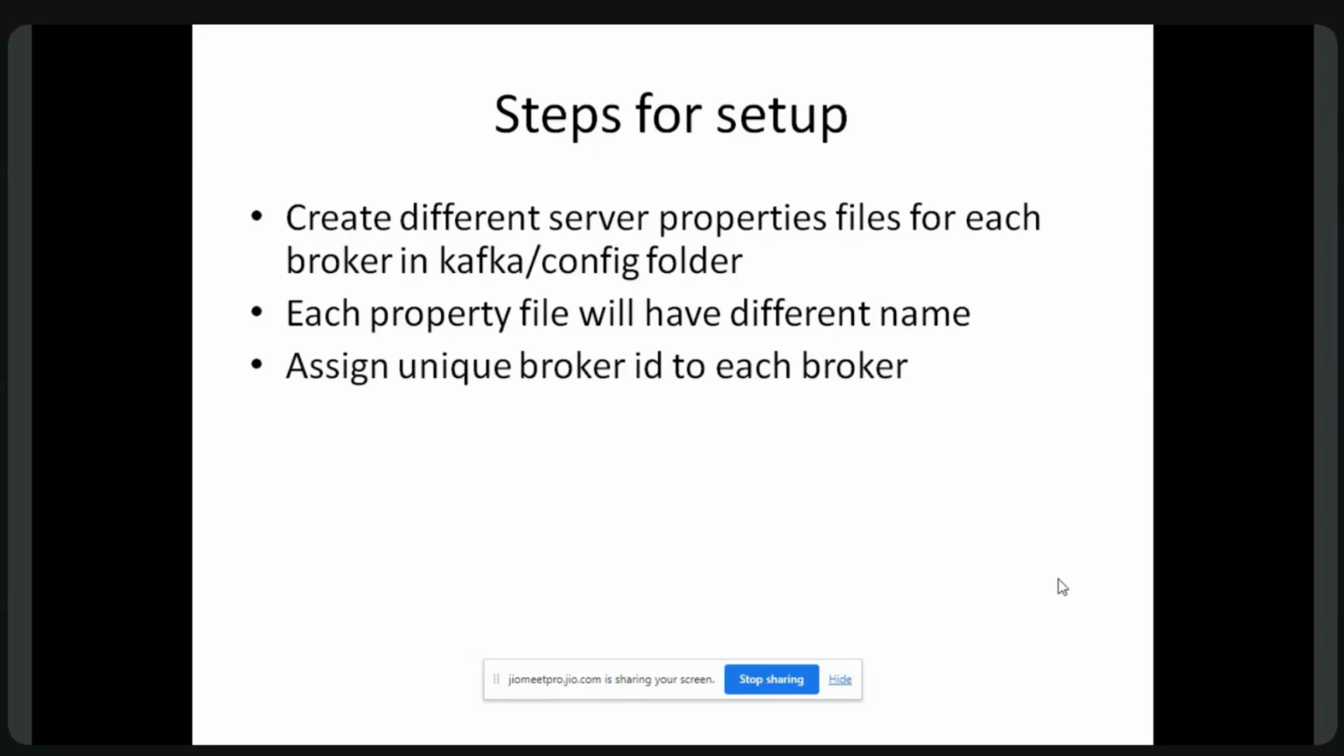Next thing is assign a unique broker ID to each broker. So this I told, I think some 2-3 sessions back, each broker has a unique ID. So generally we give broker ID 0 to the first broker, 1 to the second broker, 2 to the third broker and so on. So whenever we create the property file, for each property file we will open that property file and update the broker ID. Okay.